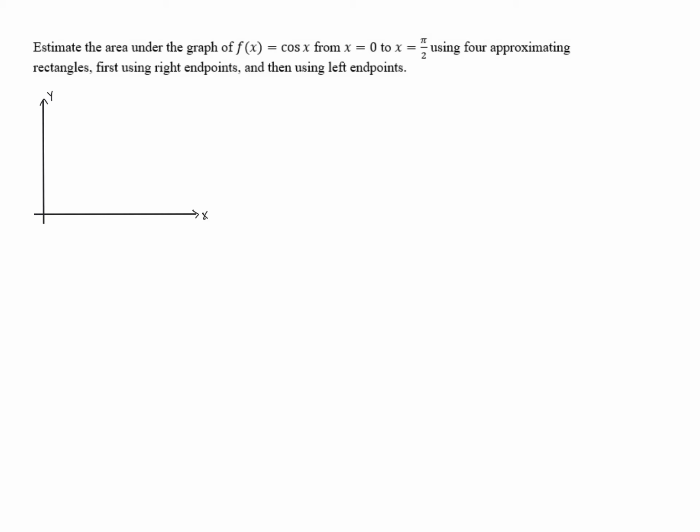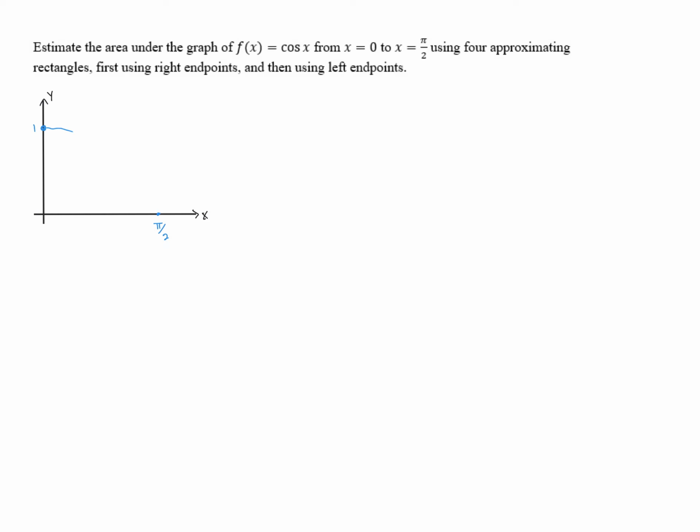Estimate the area under the graph of f of x equals cosine of x from x equals 0 to x equals pi halves using 4 approximating rectangles, first using right endpoints and then using left endpoints. Okay, let's just draw a very quick sketch of what this graph looks like. Cosine of 0 is 1, and we know that cosine of pi halves is 0.